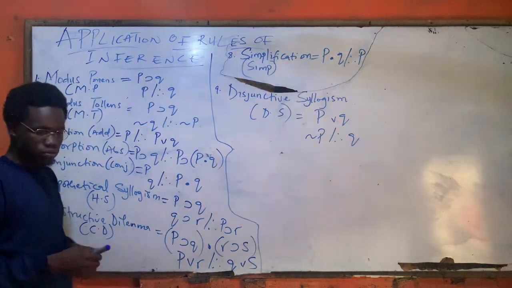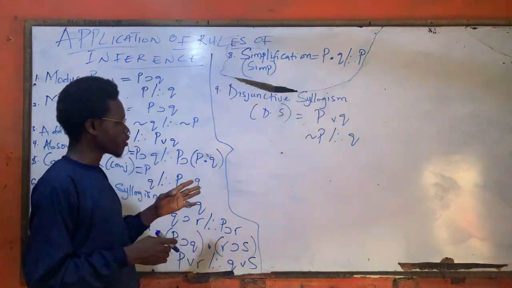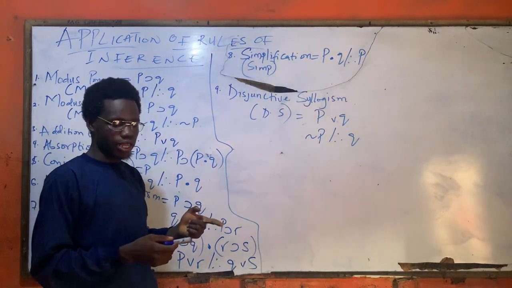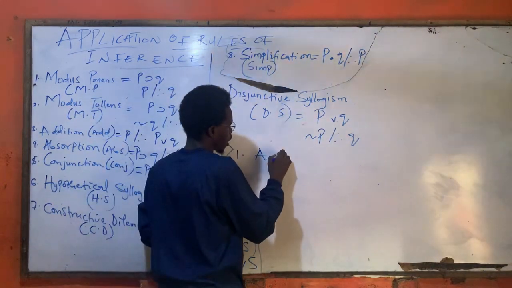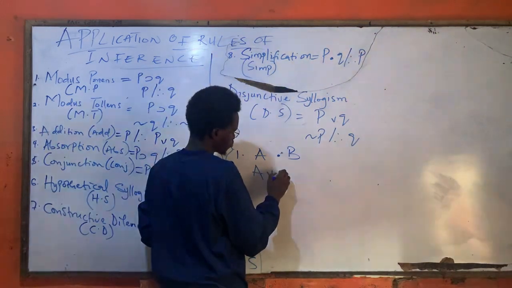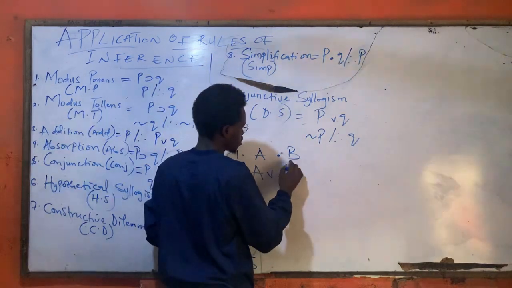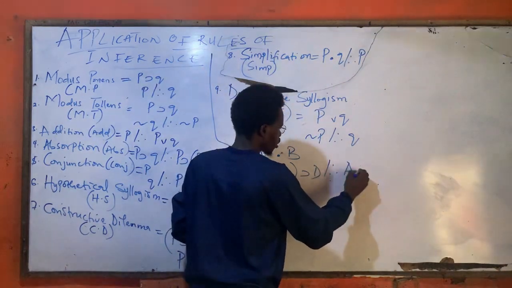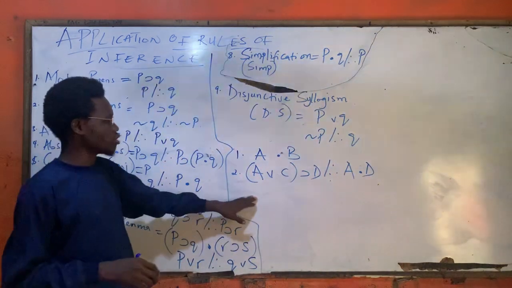So let's take this example. Supposing we have, as our first line, A or B implies Z. Line 2, A or C implies D. Therefore, A and D. So this is our argument.